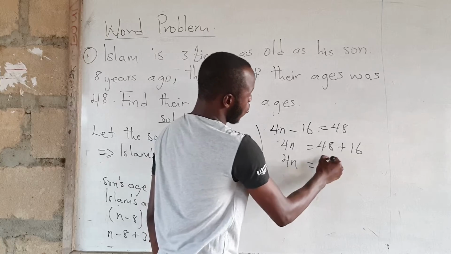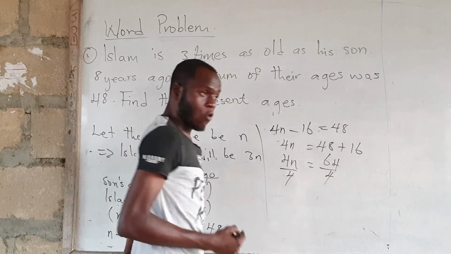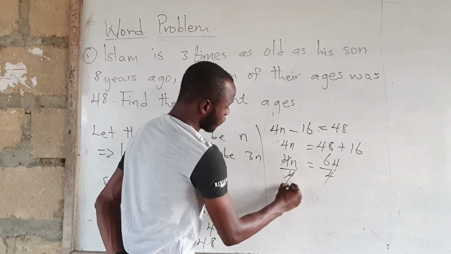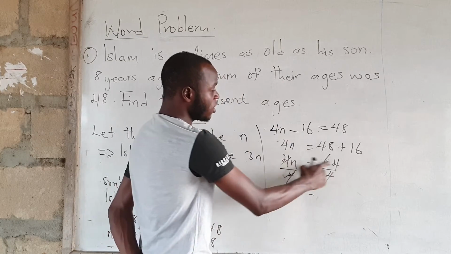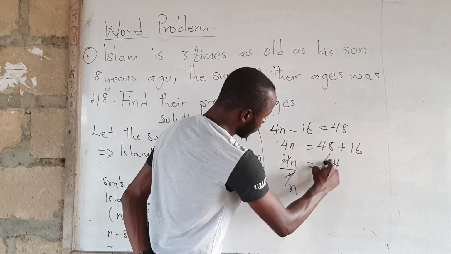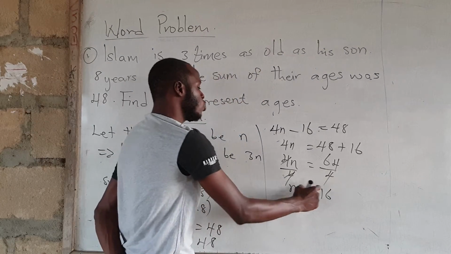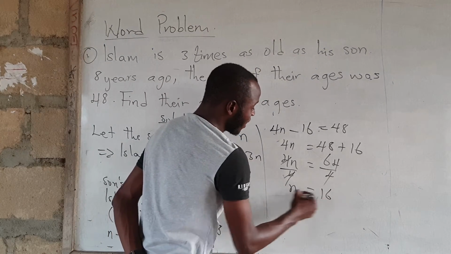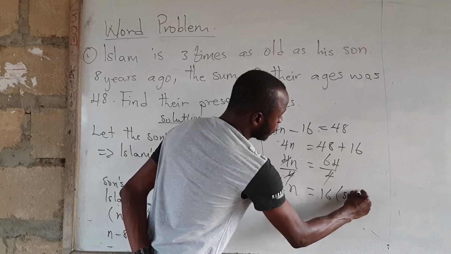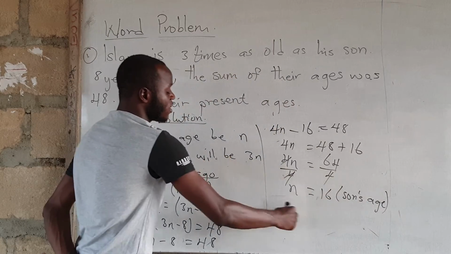So 4n will be equal to 64. We divide both sides by 4. So this 4 will cancel this 4. n will be equal to 64 divided by 4. 4 will go into 6 once, remainder 2, then 24, so 6, which gives 16. So if n is equal to 16, it means the son's age is 16 years.